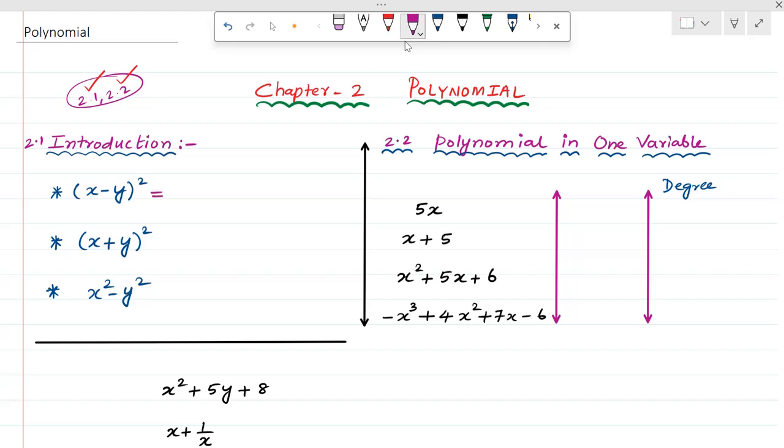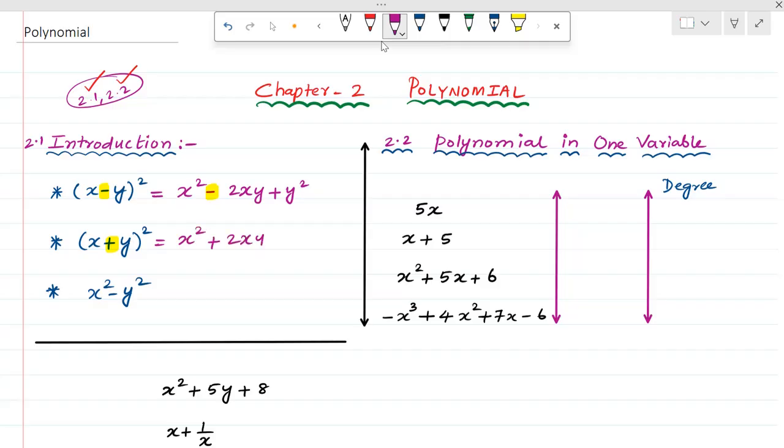We know this formula, a minus b whole square, or we can say it is x minus y whole square. This is x square minus 2xy plus y square. So if you have a minus here, you will get the minus here. Similarly, if it is plus, what should be the formula? The formula is x plus y whole square. It is x square plus 2xy plus y square.